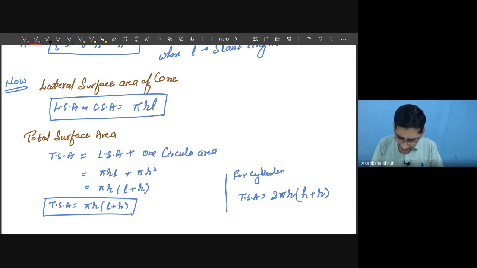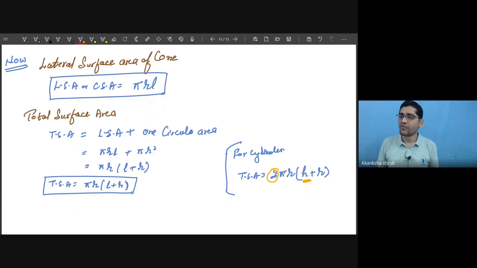So students, compare these two just to understand. It appears as if the formula is similar, but many times students get confused. For the TSA of a cone, we do not have the h, but rather it is the l. And we do not have the factor 2. Here the factor 2 is there, and in place of l, we have the h. Get it? So that difference you have to keep in mind while you are writing.